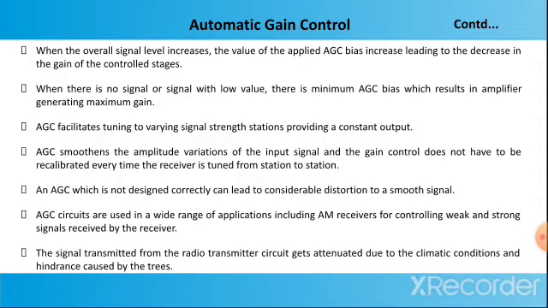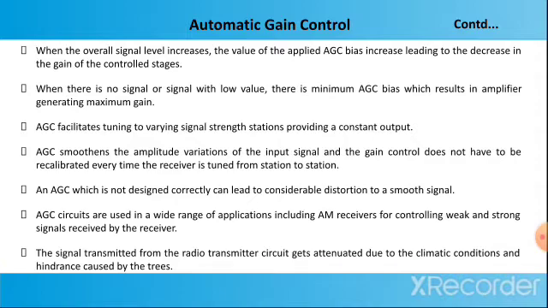When the overall signal level increases, the value of the applied AGC bias increases, leading to a decrease in the gain of the controlled stages. When there is no signal or a signal with low value, there is minimum AGC bias, which results in the amplifier generating maximum gain. AGC facilitates tuning to stations of varying signal strength, providing a constant output.